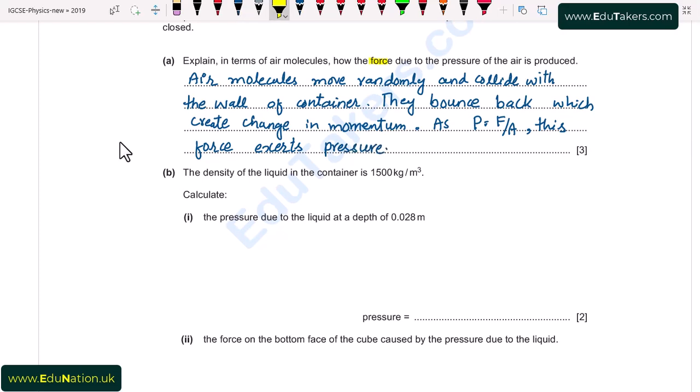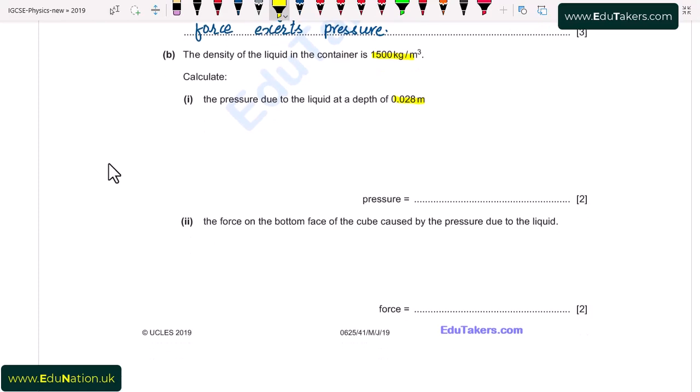Part B. The density of the liquid in the container is 1500 kg per meter cube. Calculate part 1, the pressure due to the liquid at the depth of 0.028 meters. Here we have to calculate the pressure when the density is given, and we know that the pressure P is equal to the product of density, gravitational acceleration and height. We have to calculate this pressure where the density is given, that is 1500 kg per meter cube, and the depth is also given, 0.028 meter.